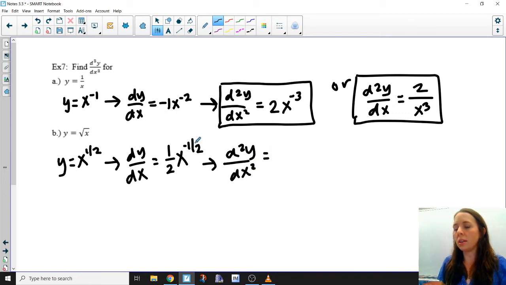And again, just power rule. The negative 1/2 will come down and multiply with the 1/2 that's already there and make a negative 1/4 coefficient. Bring along the x. Take negative 1/2 minus 1. It's like negative 1/2 minus 2 over 2, which is negative 3 over 2. And there you have it.